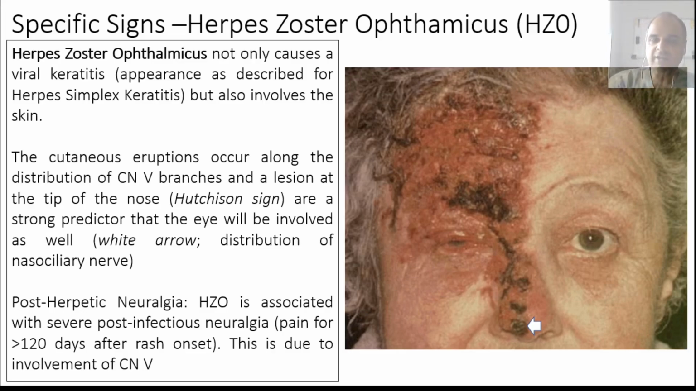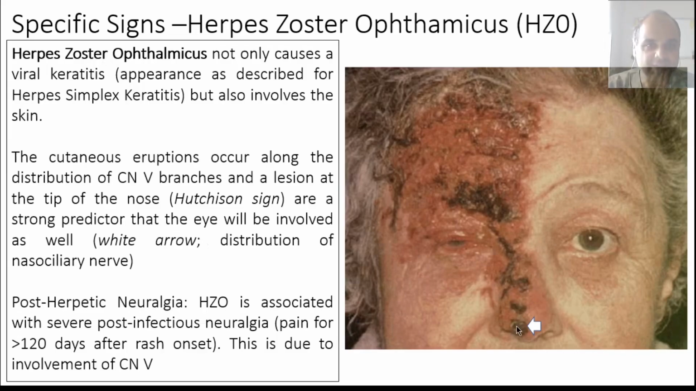So you have your eye signs, which is again a dendritic ulcer or a disciform keratitis, but you also have your skin lesions, which are present along the distribution of your trigeminal nerve along one side of the body. That's how classically herpes zoster presents. And if it's not the eye, in the general body, it's called shingles, where you have those similar skin eruptions along one dermatome, one sensory dermatome.